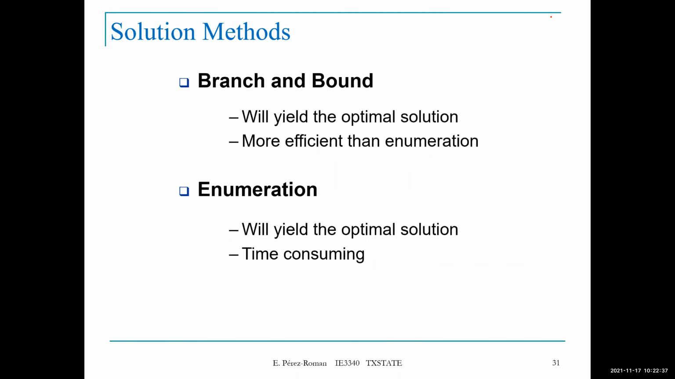So for solution methods, we're going to talk about branch and bound. It will yield the optimal solution and is more efficient than total enumeration. Total enumeration basically looks at every possible combination and tries to find the best, so this is very time consuming. We're going to look at the branch and bound method and see how it works.